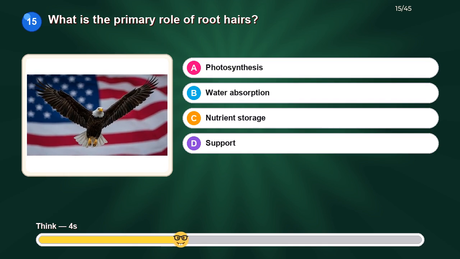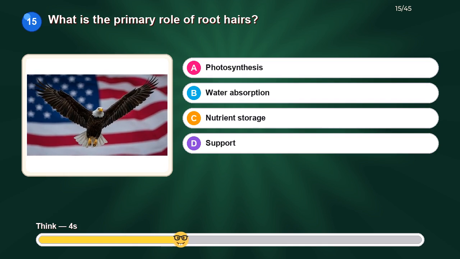What is the term for the arrangement of ovules within the ovary? Option A, estivation. Option B, phyllotaxy. Option C, placentation. Option D, venation. The correct answer is placentation.